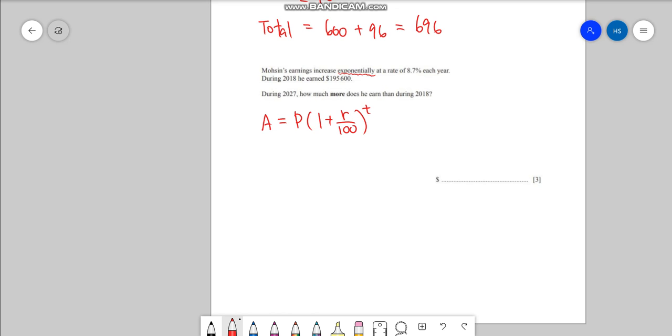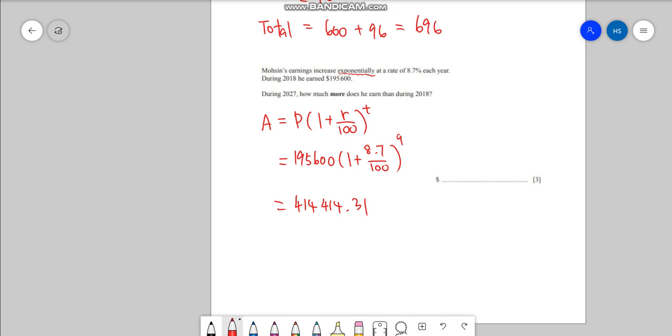T is the time. Okay, so put in all the values we have. We should have an equation like this. So 2018 until 2027, the years is total 9 years. Okay, so solve this using your calculator. The final answer should be 414.31.